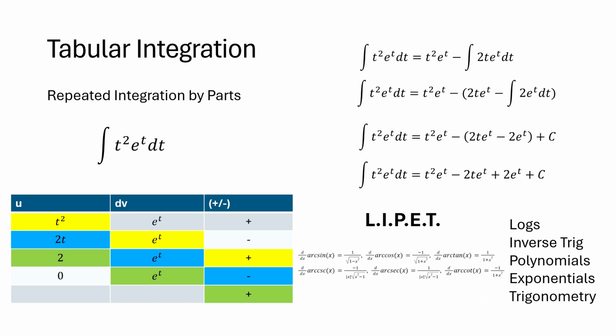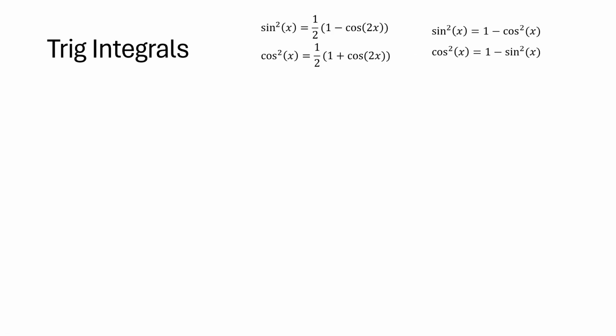Also, here are the inverse trig derivatives that you might need to use. Next is trig integrals, the strategy used when you need to integrate sine and cosine, but u-substitution doesn't work. You'll be using these trig identities.